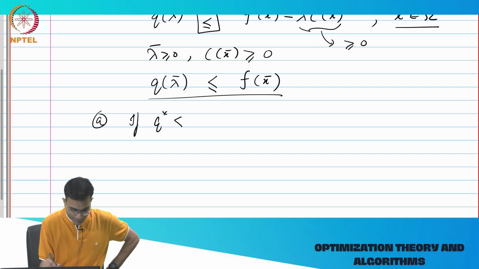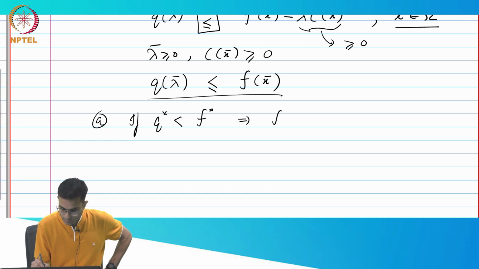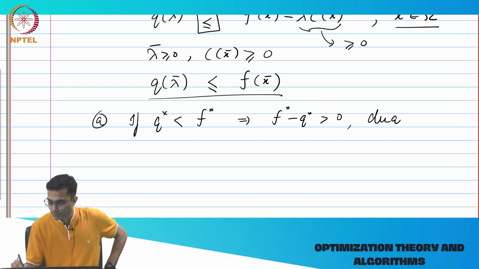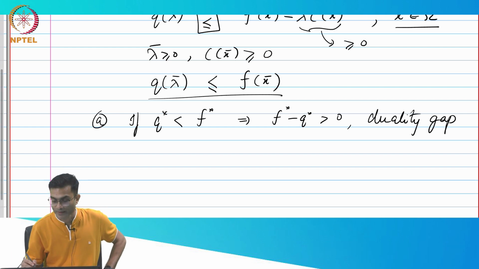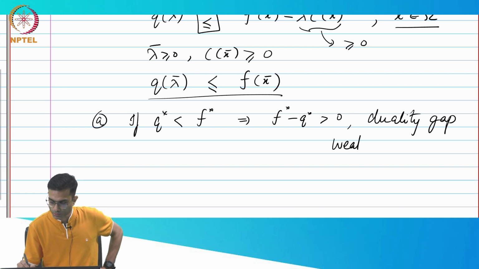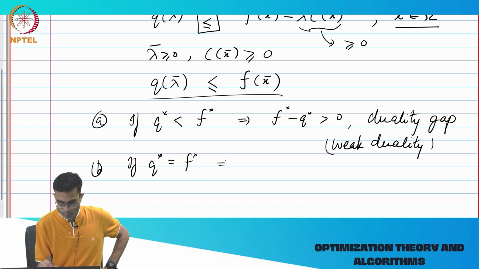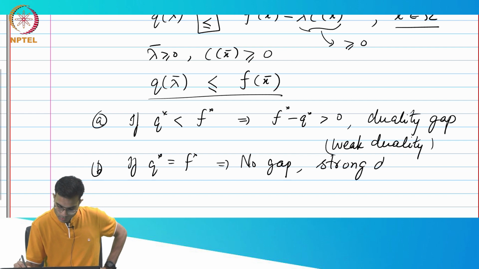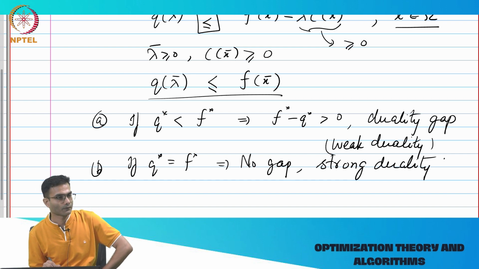If q star is strictly less than f star, q star and f star being the optimum values, right? Then f star minus q star is obviously greater than 0. This is called the duality gap. When there is a duality gap, this is also called weak duality. The second case is if q star is equal to f star, no gap, this is strong duality. Okay.